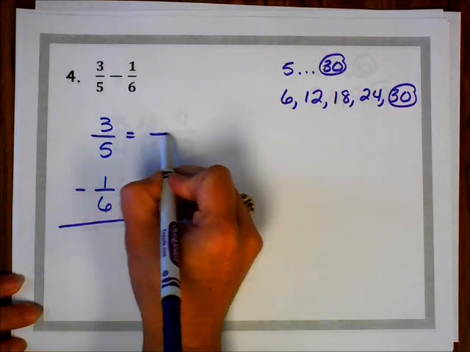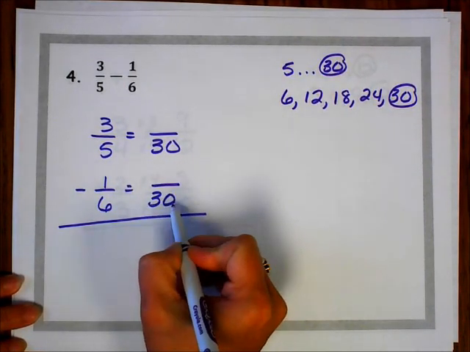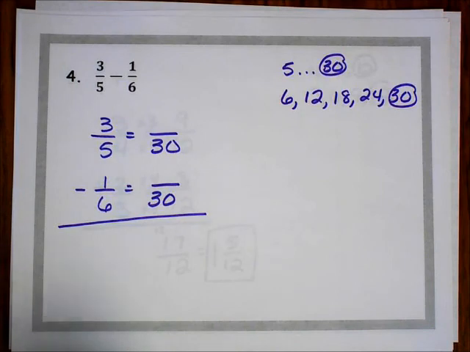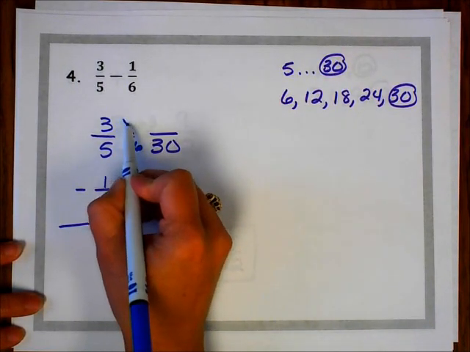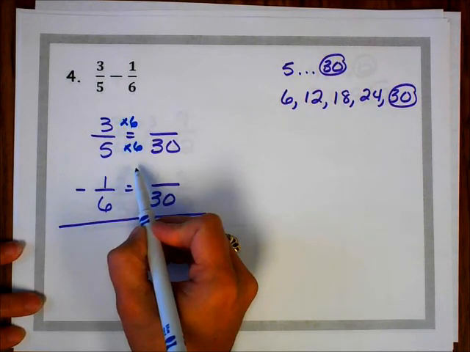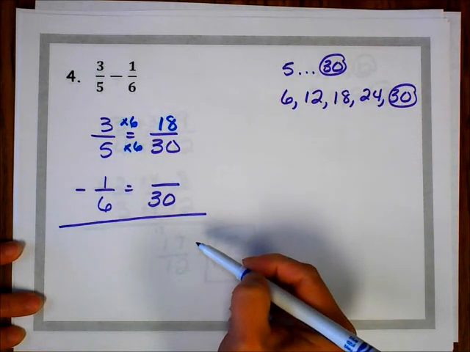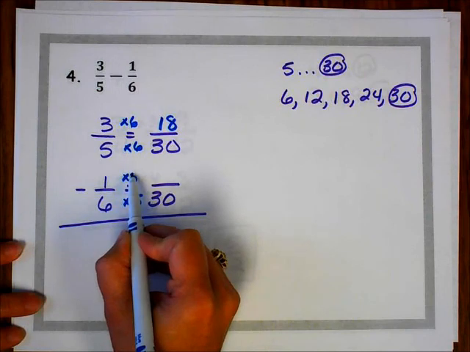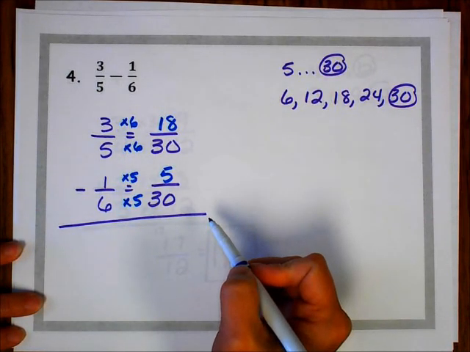So I'm going to come back over to my original fractions and write my equivalent fractions, and I want to have a common denominator of 30. So now we need to write our equivalent fractions. So I know that 5 times 6 is 30, so I have to multiply the numerator by the same number. So 3/5 is equal to 18/30. I know that 6 times 5 is 30, so I multiply the numerator also. So 1/6 is equivalent to 5/30.